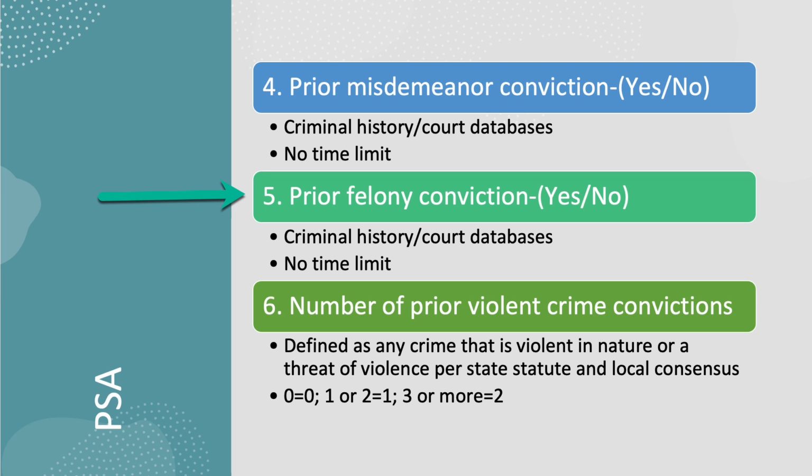It is a yes/no answer and can be obtained from the criminal history or court database and also has no time limit. Factor 6, number of prior violent crime convictions. This is defined as any crime that is violent in nature or a threat of violence per state statute and local consensus. For New Mexico, you will refer to your New Mexico violent crime list to obtain this information.